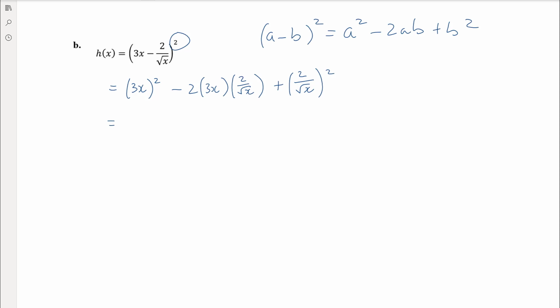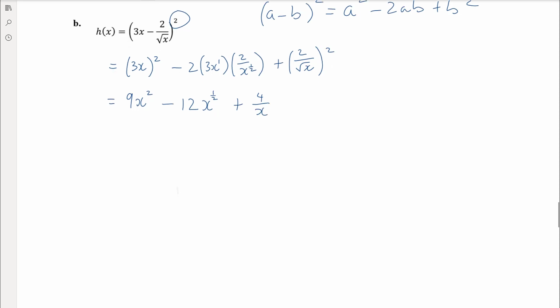Okay, so this is 9x squared. Now I'm going to write that as x to the half. Alright, so in this case we're going to have, technically here we've got 2 times 3 times 2, so that is going to be 12. And then we've got x to the 1 times x to the negative half, or x to the 1 divided by x to the half, so we subtract powers, so x to the power of a half. And then we're going to have 4 on x when we square that.